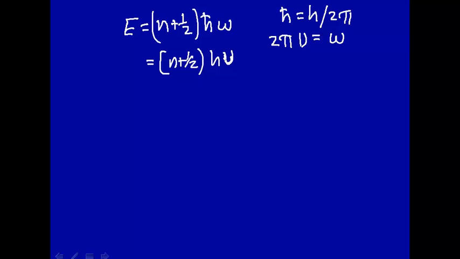So h bar omega is the same as h nu, where nu is frequency in hertz or cycles per second. Omega is frequency in radians per second. Well, we use h bar omega. Okay, so there it is. So n, again, is a quantum number, and n is an integer which can go from 0 all the way up to infinity. Well, that's interesting, because when n is equal to 0, the energy for the n equals 0 state is 1/2 h bar omega.